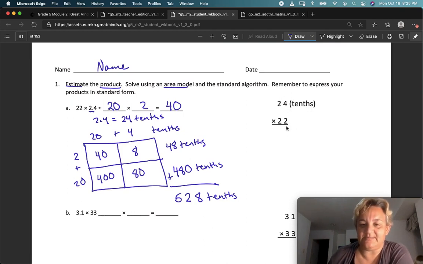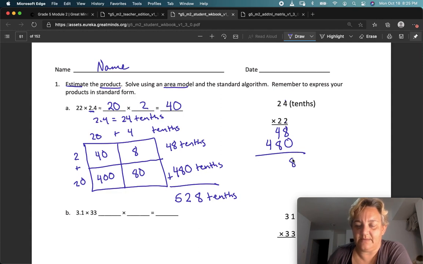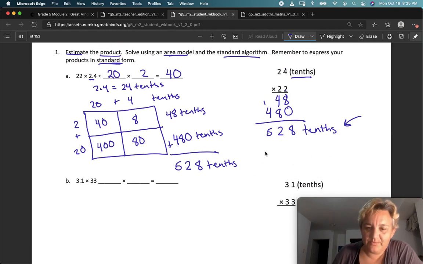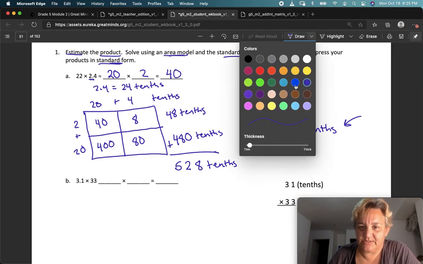24 tenths, so let's multiply with our standard algorithm. 2 times 4 is 8, 2 times 2 is 4, drop the 0. 2 times 4 is 8, 2 times 2 is 4, then add: 8, 12, 528, and remember this is tenths. So now I've shown my area model and my standard algorithm, and I got the same thing for both answers, but it's telling me to express my product in standard form, and here this is still in word form. So what was I saying? 500, I'm going to change colors just so you can see what I'm doing.